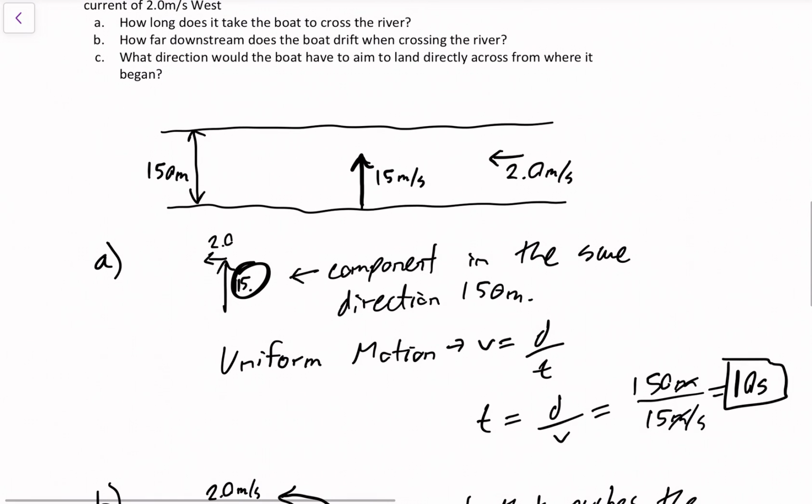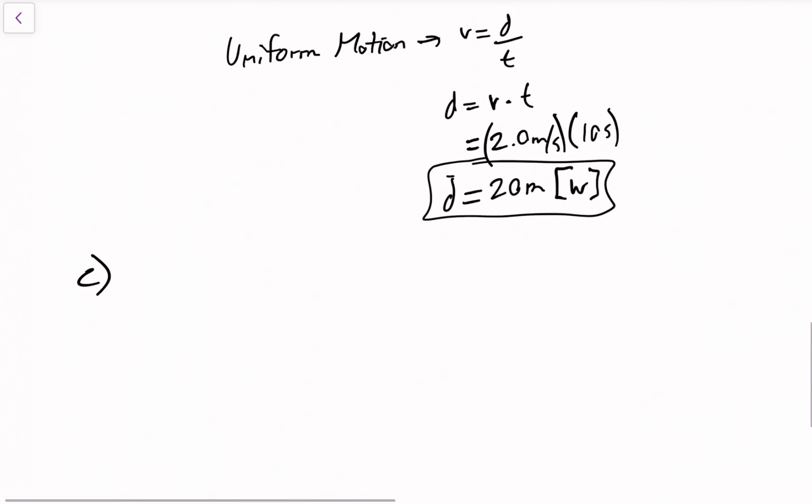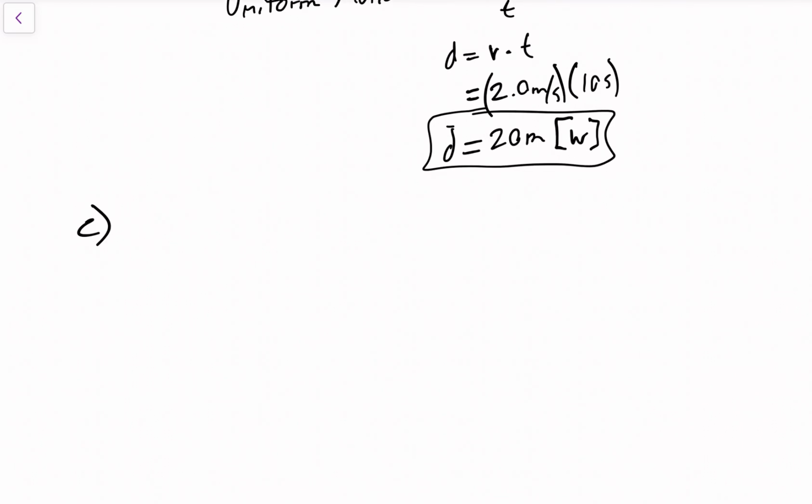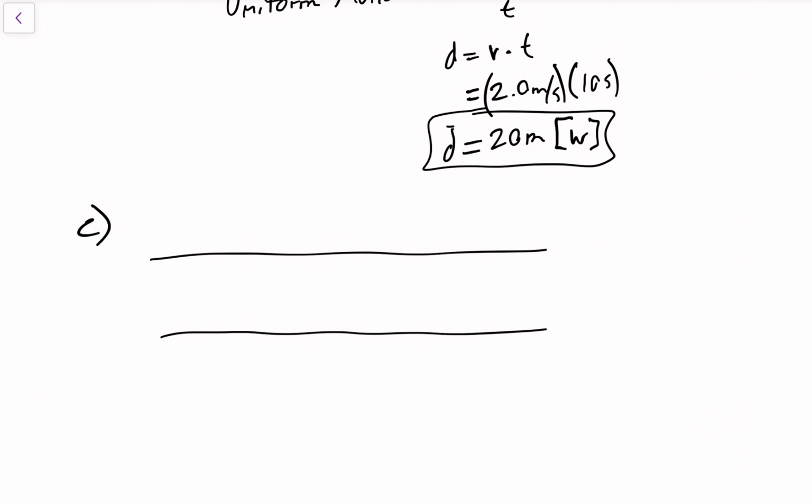Okay, third part of the question. What direction would the boat have to aim to land directly across from where it began? So for this third part, instead of pointing directly straight across the river, the boat is going to have to point some direction to the side so that it ends up directly across. So say we started at point A, we want to end up at point B, and if we aimed directly from A to B, like we said, we'd end up 20 meters downstream. So instead we have to point off to the side in some direction. And so what direction is that?